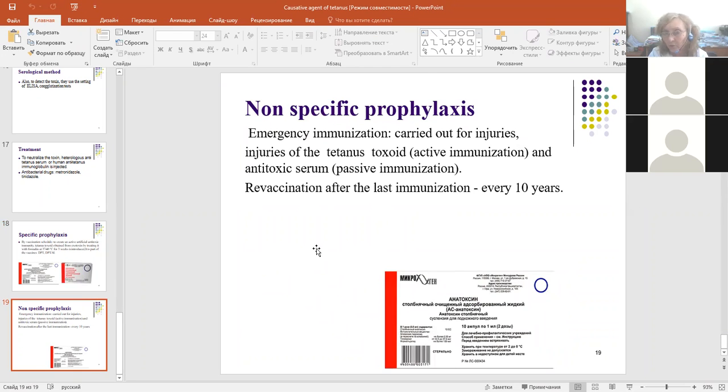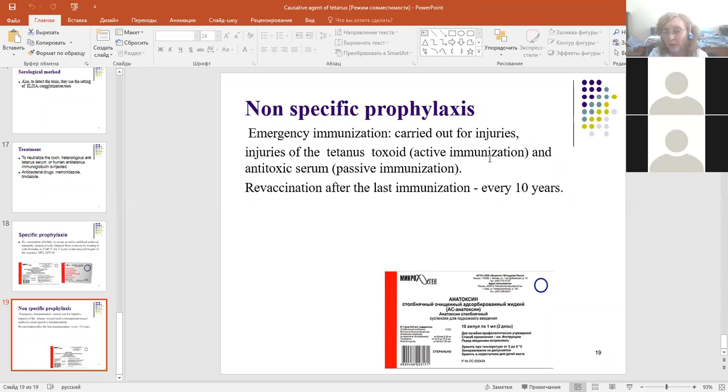If some person has a wound and visits a doctor, the doctor should suggest emergency prevention of tetanus, emergency immunization. So in this case, we are talking about combined immunization. The tetanus toxoid should be injected at one part of the body, maybe on the right arm, for example. It is named active immunization, but it takes time for the immune system to develop antibodies. They will be developed in 1 week.